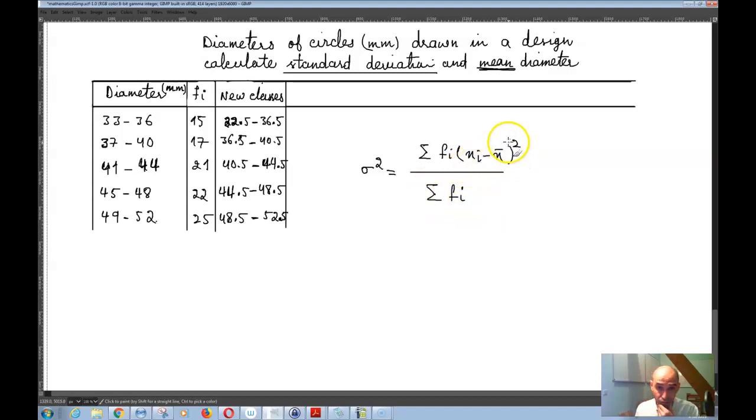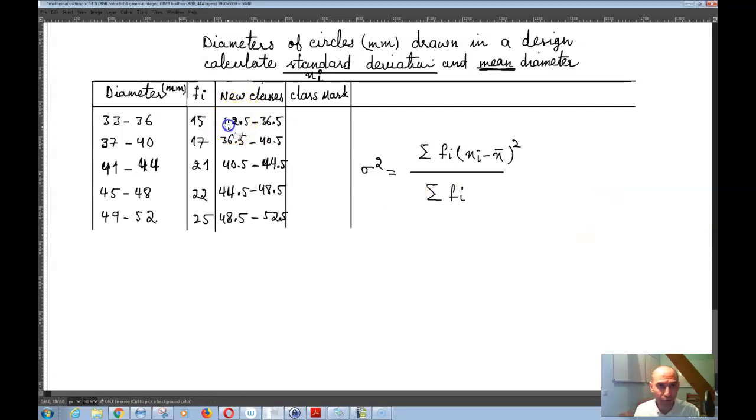Now to do this, I need to find my x of i's, so I'm going to need to find the class marks. Right now I have all of these classes, but I have no x of i's. So I take this as my x of i, and for example this is 32.5.